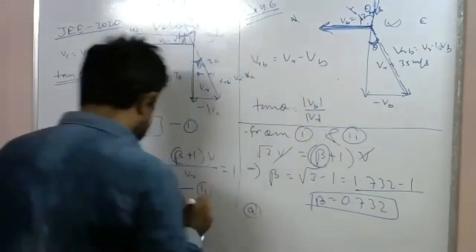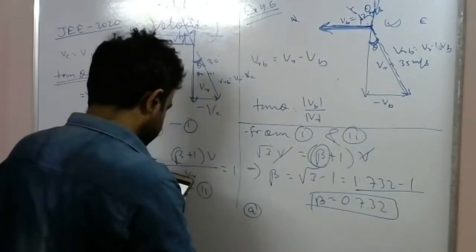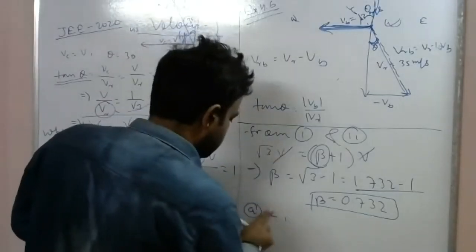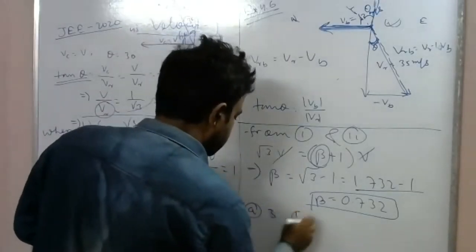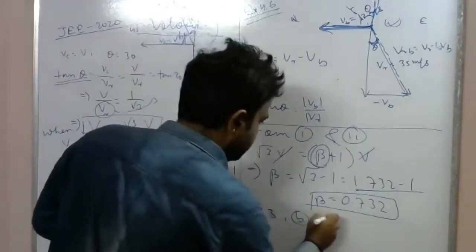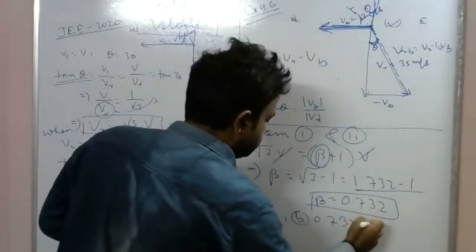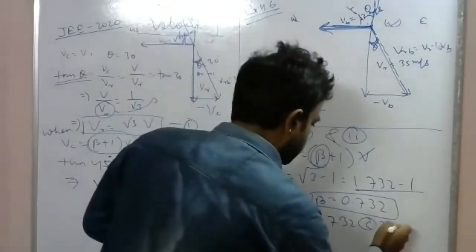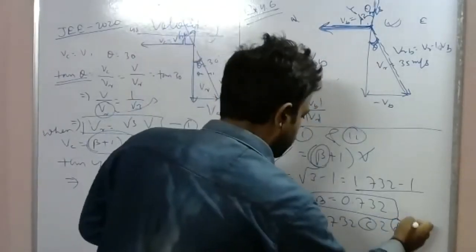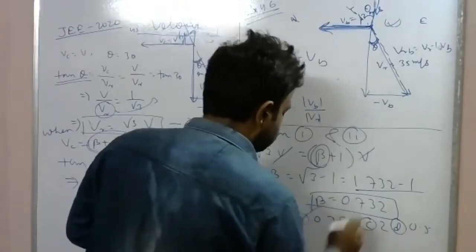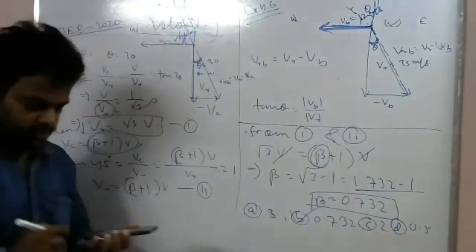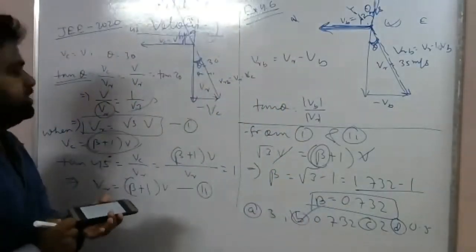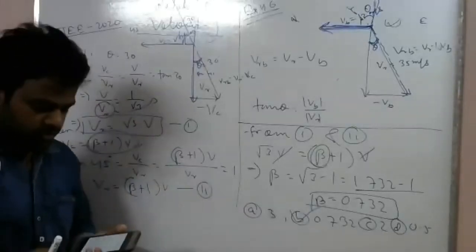So the options are option A 3, option B 0.732, option C 2, and option D 0.5. Option B is the correct answer. Okay, so this question came in JEE 2020.